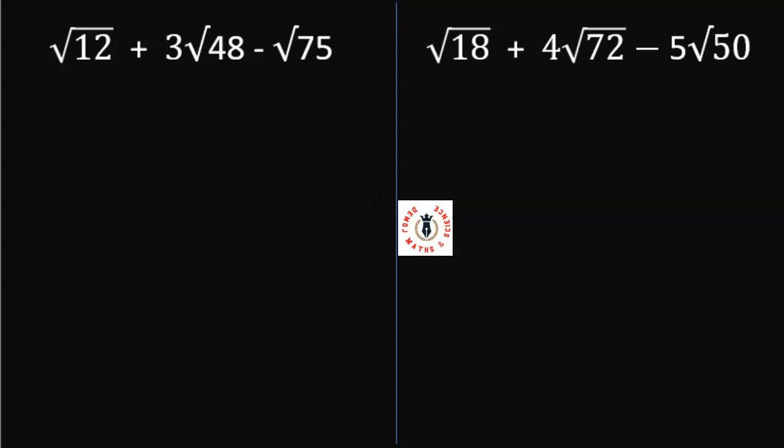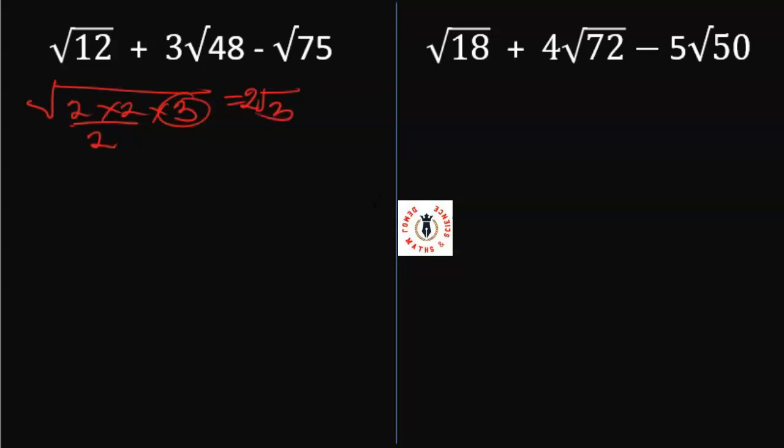minus root 75. Now, to solve this, look at 12. What are the factors of 12? 12 is 2 times 2 times 3. So the factors of 12 are 2 times 2 and 3. Now, if you pick these two together, you have 2, and I still have 3 left. So root 12 is the same thing as 2 root 3.